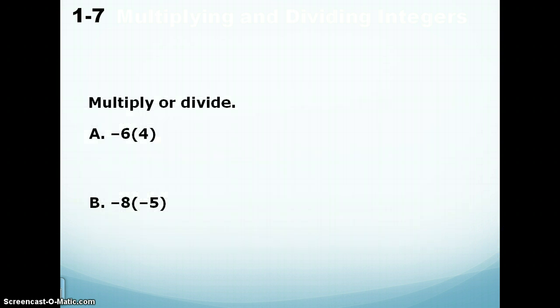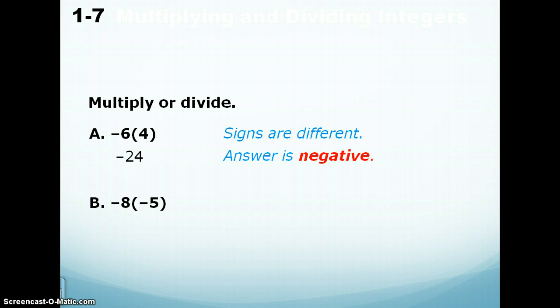So let's go through these examples. Negative 6 times 4. We know a negative times a positive is a negative. 6 times 4 is 24. That leaves us with negative 24. Example B. Negative 8 times negative 5. A negative times a negative is a positive, and 8 times 5 is 40.